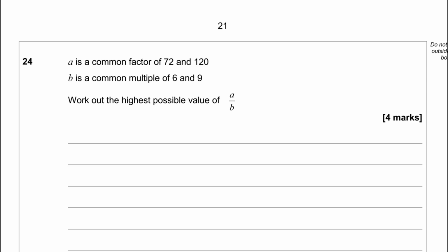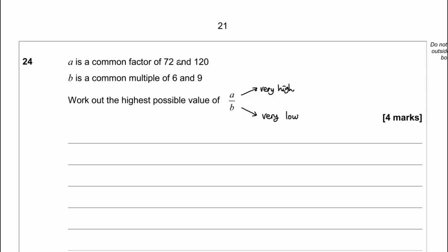Question 24. A is a common factor of 72 and 120. B is a common multiple of 6 and 9. Work out the highest possible value of A divided by B. To get this fraction as high as possible, we need to get A very, very high. And we need to get the B very, very low. You know why? A big number divided by a small number will make a very big number. That's the reason. So we need to find A as high as possible.